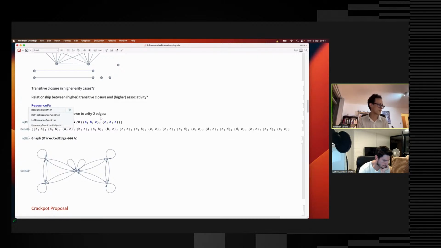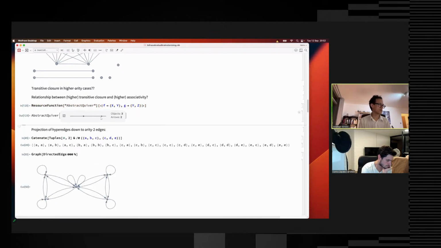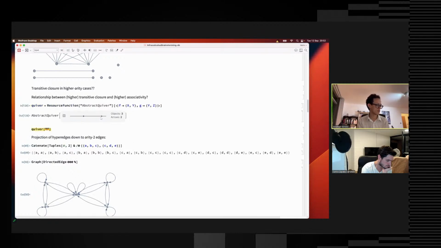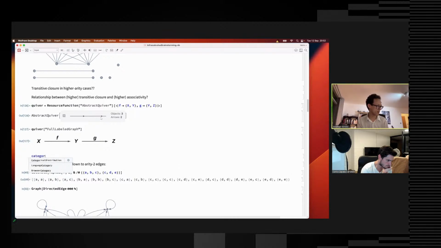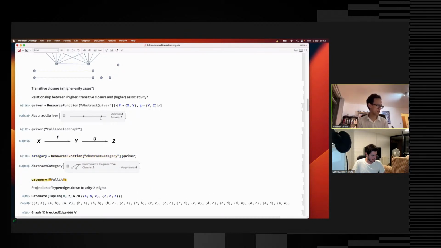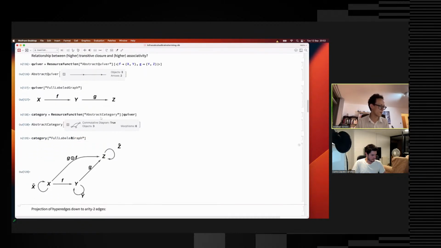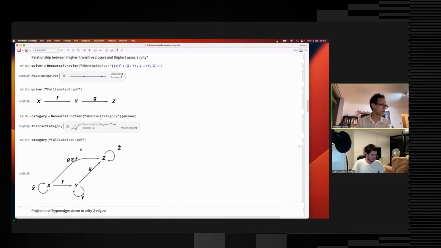To explain what I mean, if I take a directed graph in the form of a quiver, and then construct a category from it, which I do effectively by taking a generalized transitive closure of this directed graph, then we have this composition. This edge, the G compose F edge, has been introduced by a transitive closure operation.